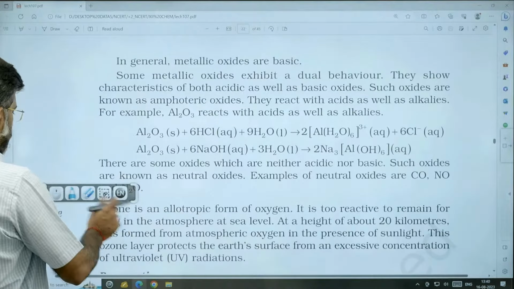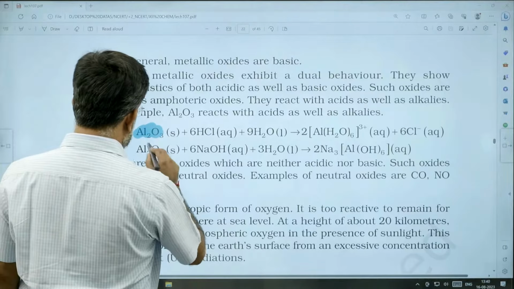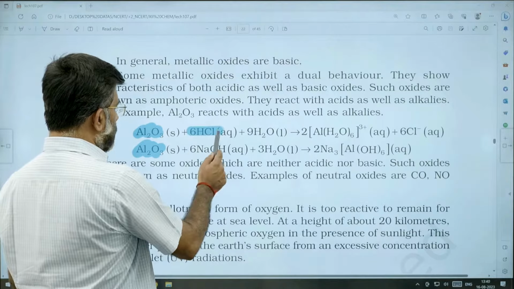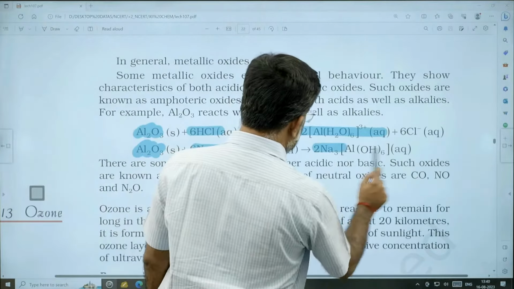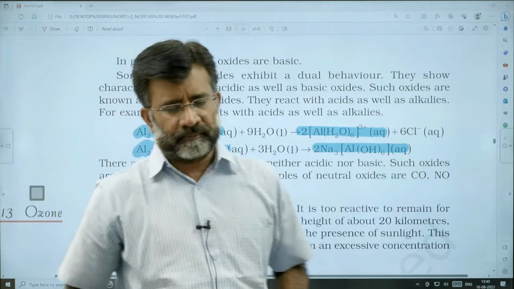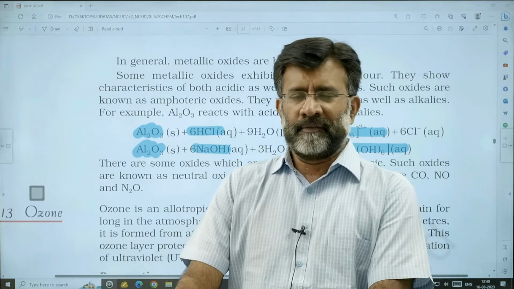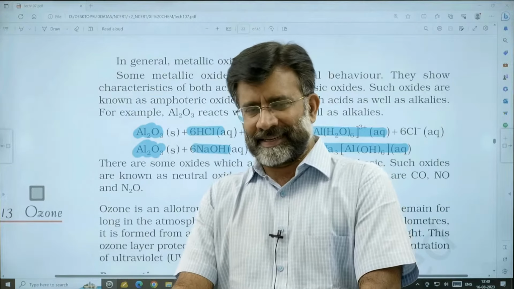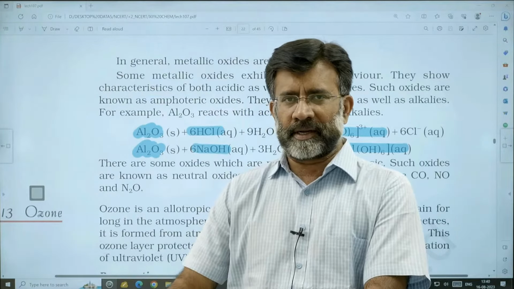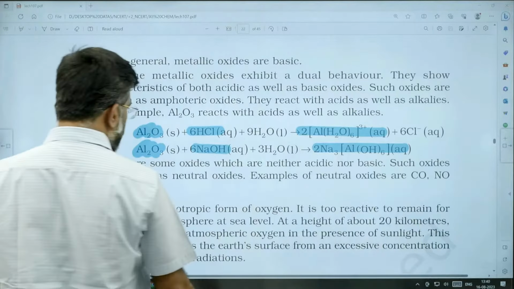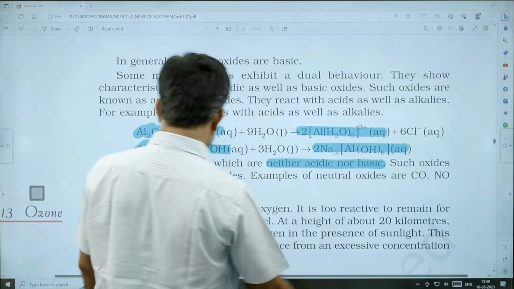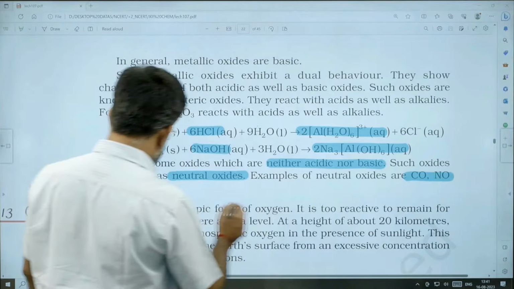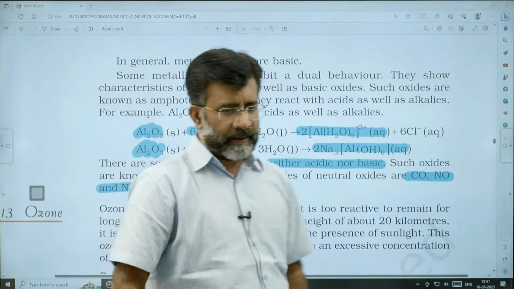As you can very well understand, aluminium oxide is a typical example for amphoteric nature, which can react with acid and alkali giving products. That clearly indicates the amphoteric nature of aluminium oxide. When it is treated with a strong acid, it acts as a base. When treated with bases, it acts as an acid. Amphoteric nature. While those that are neither acidic nor basic are called neutral oxides. These are all neutral oxides. That is the talk regarding oxides.